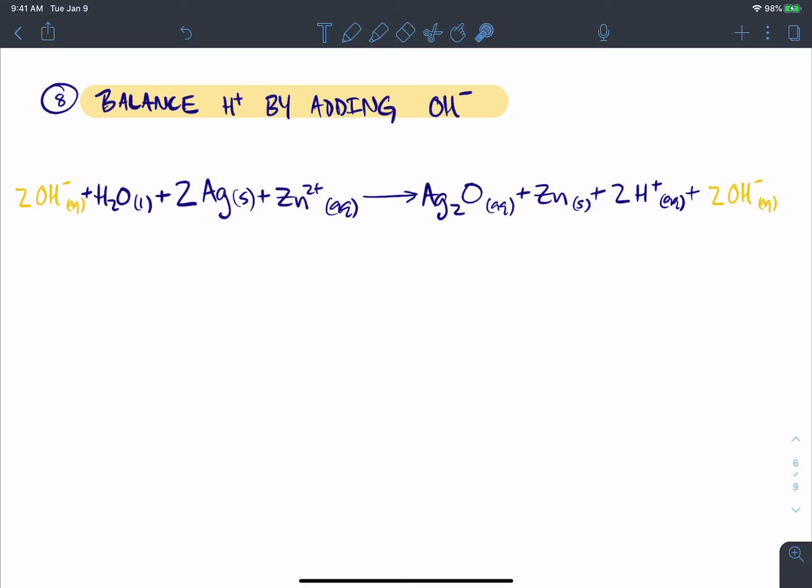And what we're going to do is just add in enough hydroxide ions to effectively neutralize the H+ that's already present there. So if we have 2 H+ over here, we want to neutralize that with 2 hydroxides, and whatever we add to this side, we have to add to this side.